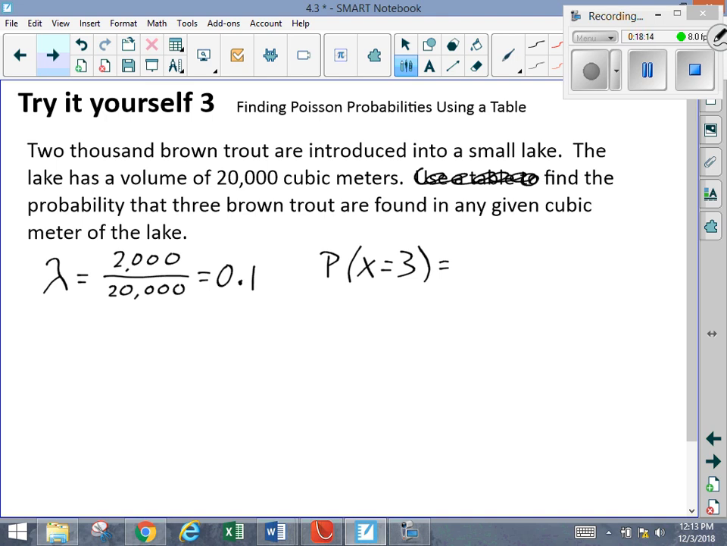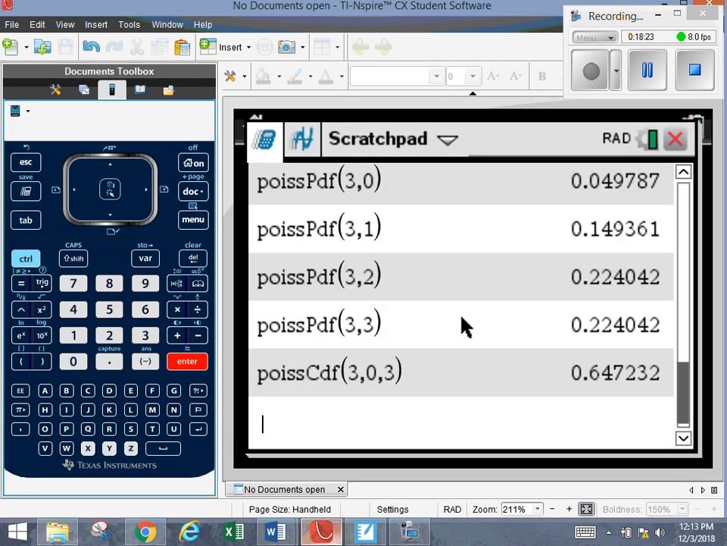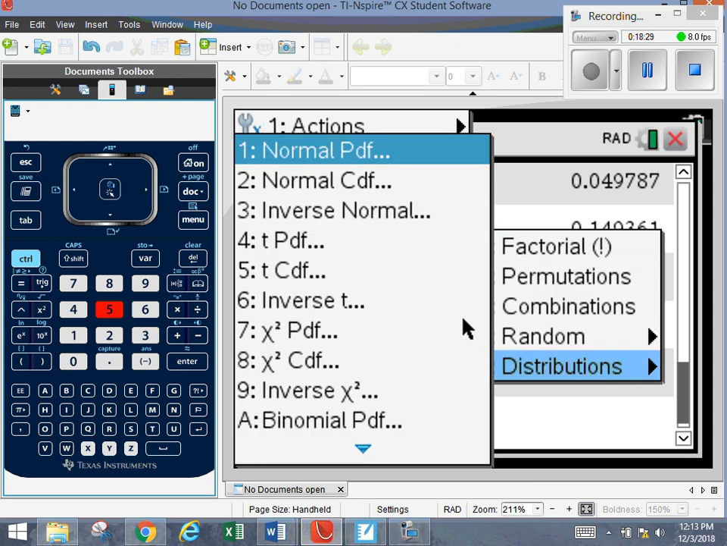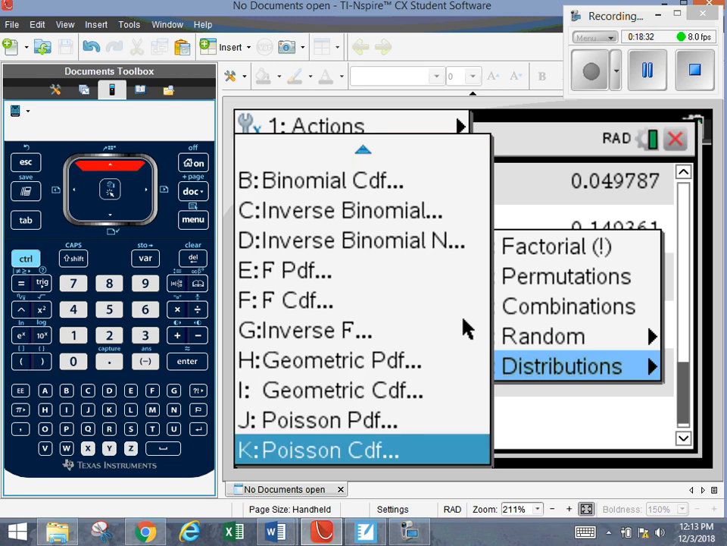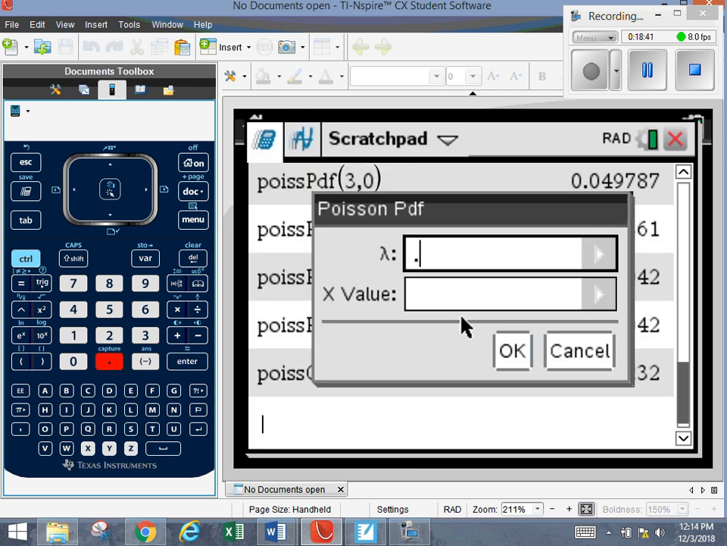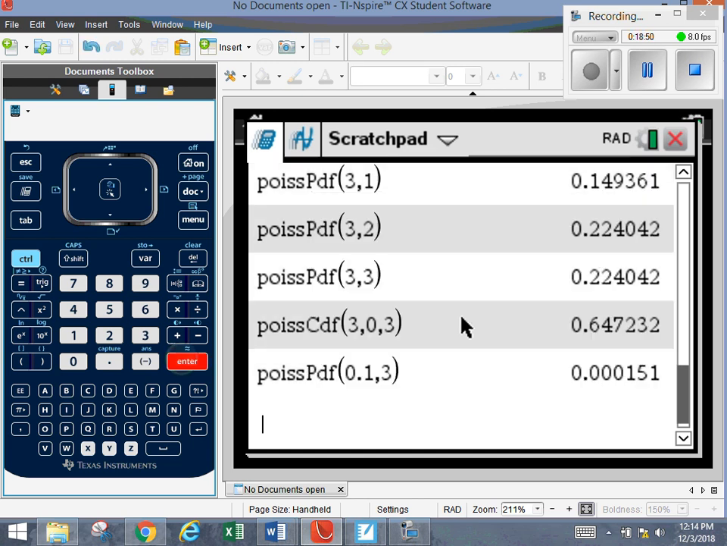We can put this into our handy-dandy calculator. So we'll hit menu, probability, distribution, and then we'll go find Poisson PDF, right? Because we're not adding up a bunch of them, we're just doing one. Lambda is 0.1, and the x value is 3. Because we're looking for 3 trout. So approximately 0.0002. And that makes sense, right?